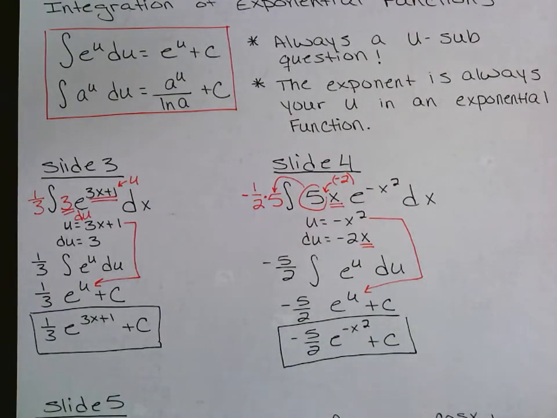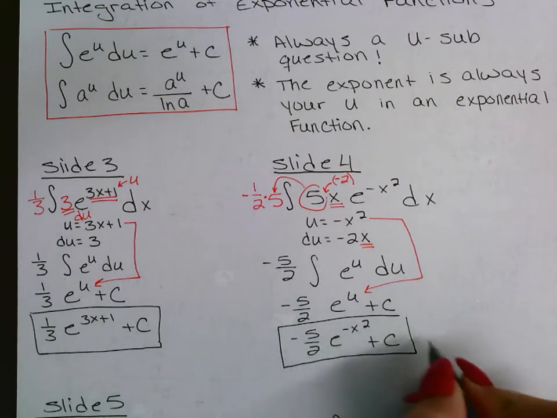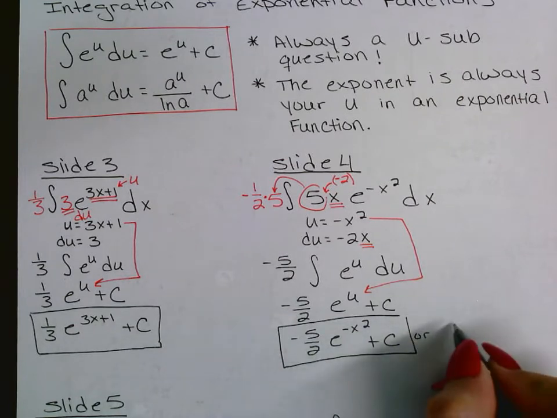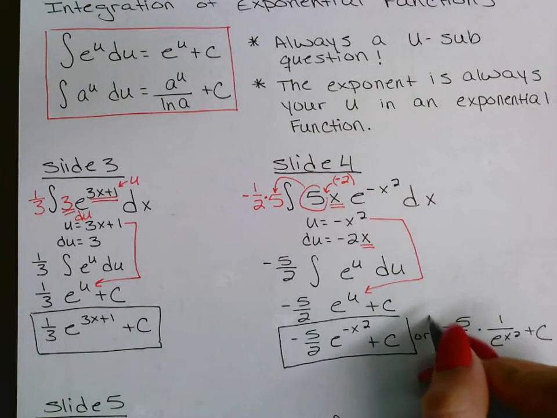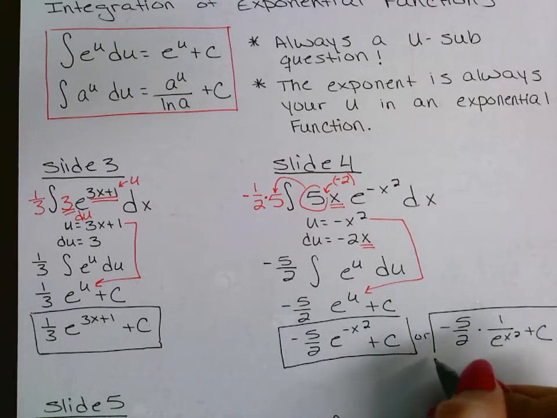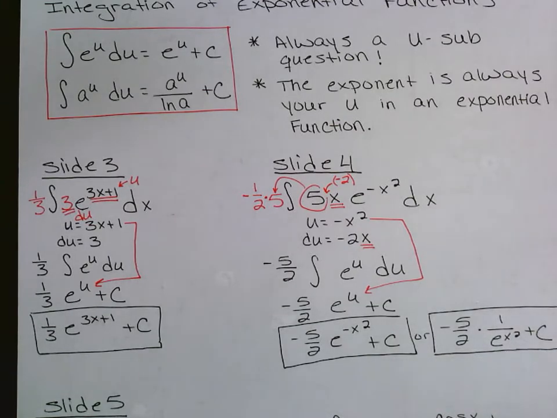So here's one option for the answer. If you plan on taking AP, in AP they do not accept negative exponents. So you could also write this as negative 5 over 2. The negative exponent just brings it down to the denominator. So I'd have 1 over e to the x squared plus c. But again, this is something I really only enforce in my AP classes. If you plan on taking it next year, it's a good habit to get.